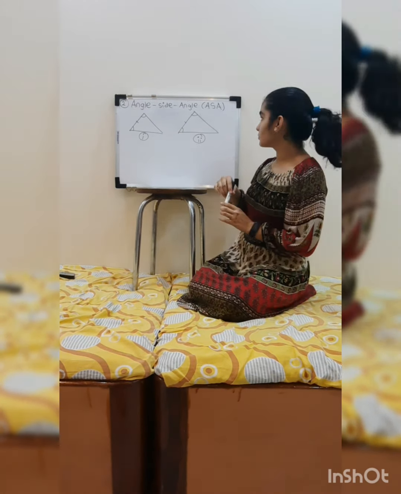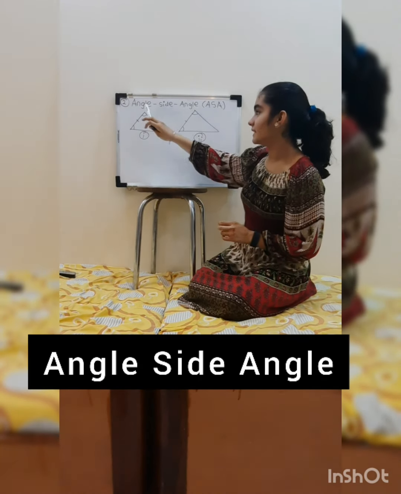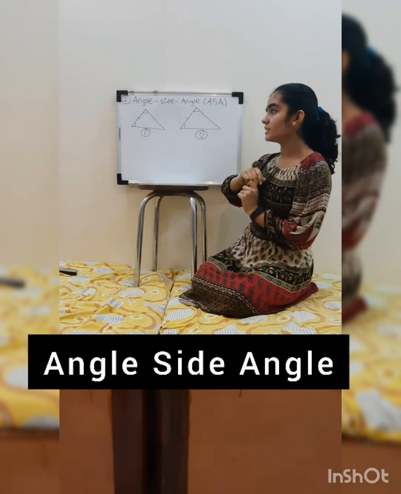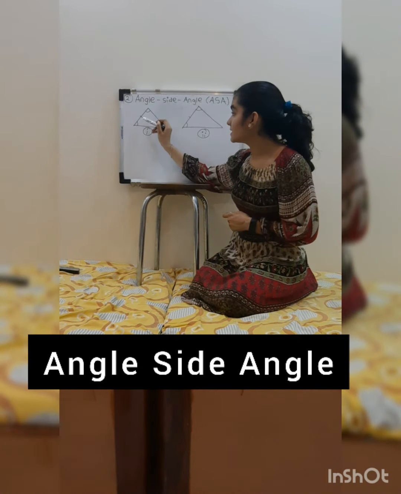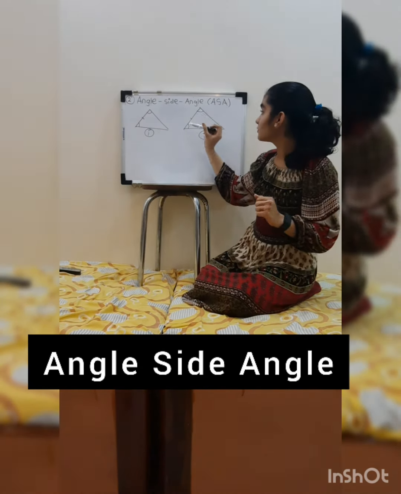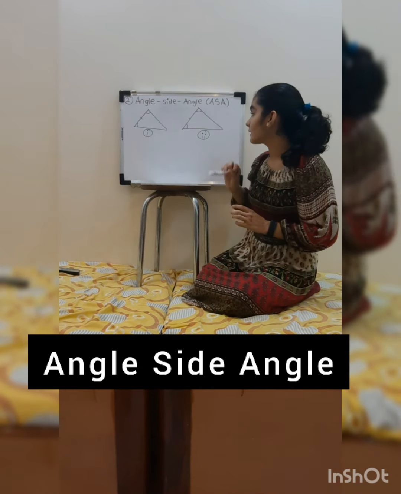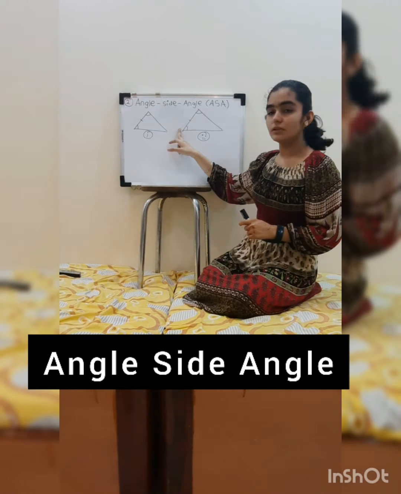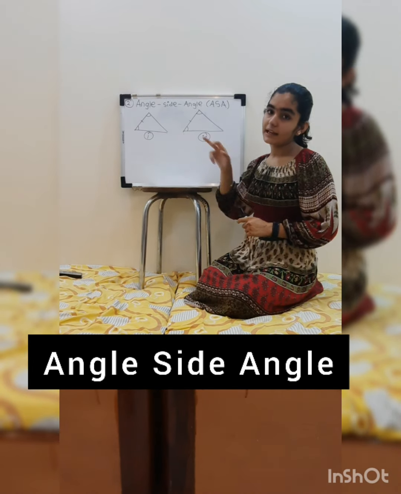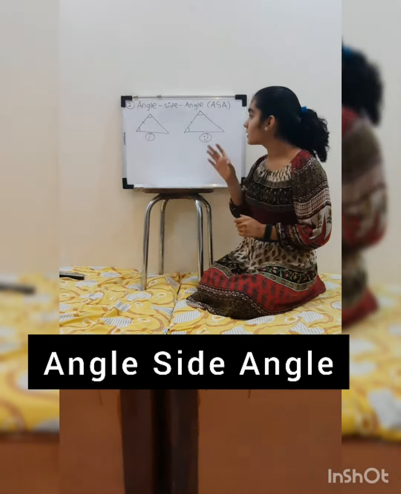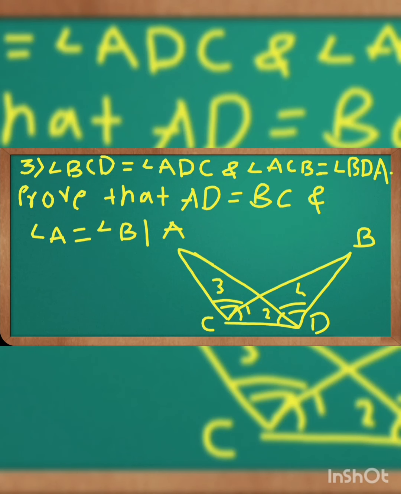Now we are going to solve the ASA criteria, that is angle side angle. What is ASA? If the angle, side, angle of one triangle is equal to the angle, side, angle of a second triangle, then these two triangles will be congruent, and hence we will see some examples for this criteria. So the first example of ASA is: angle BCD equals angle ADC and angle ACB equals angle BDA. Then prove that AD equals BC and angle A equals angle B.